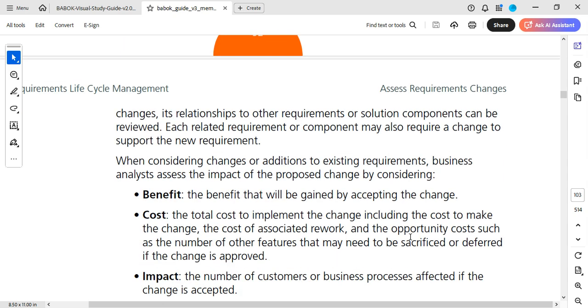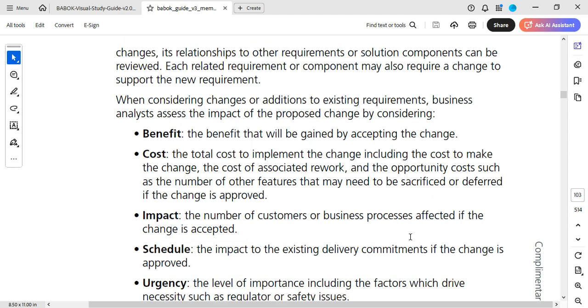When considering changes or additions to existing requirements, business analysts assess the impact of the proposed change by considering benefit, the benefit that will be gained by accepting the change. Cost, the total cost to implement the change, including the cost to make the change, the cost of associated work, and the opportunity cost, such as the number of other features that may need to be sacrificed or deferred if the change is approved.